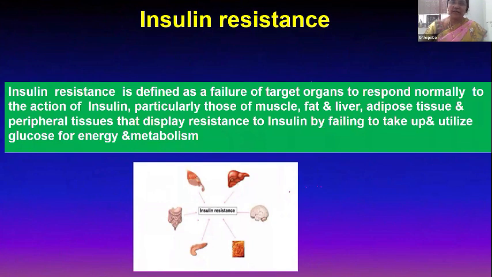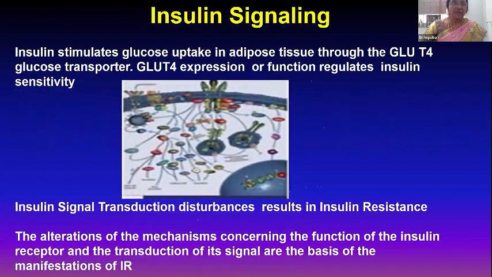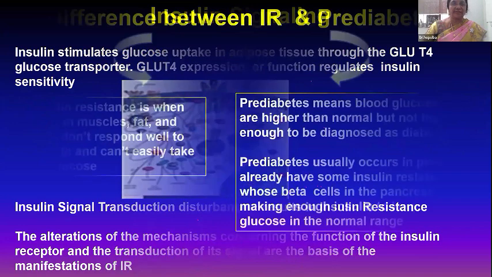Just to recapitulate, insulin resistance is a failure of target organs like muscle, fat, liver, adipose, and peripheral tissue to respond to insulin and take up glucose for energy metabolism. Insulin actually stimulates glucose uptake in adipose tissue through GLUT4 expression, and this function regulates insulin resistance. Whenever there is some disturbance in signal transduction, and when there is an altered mechanism and function of the insulin receptors, this results in manifestation of insulin resistance.